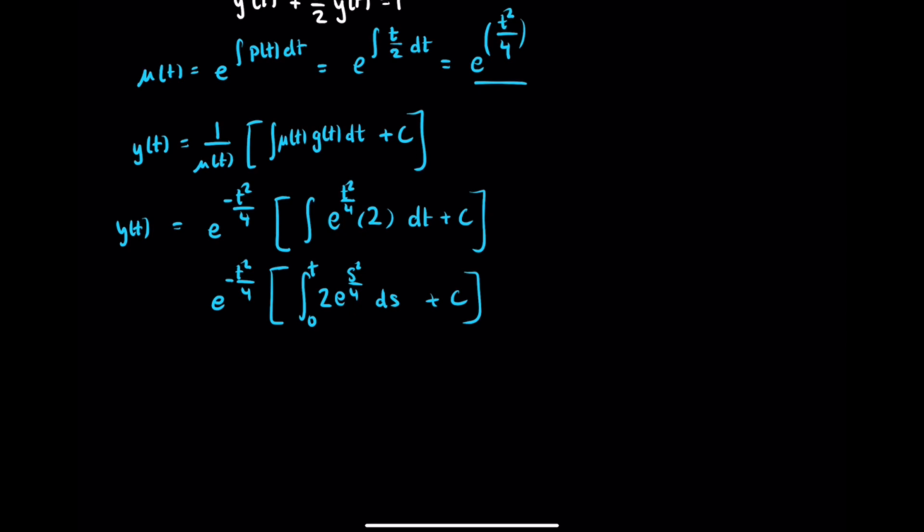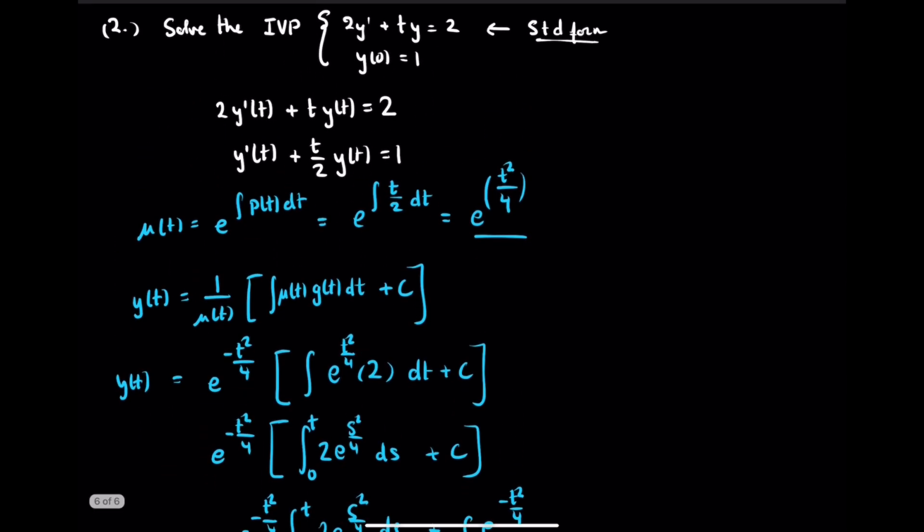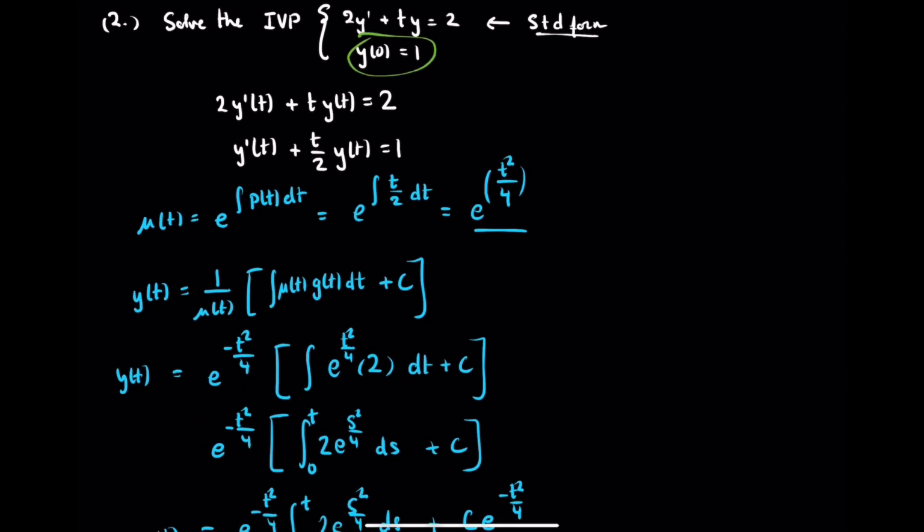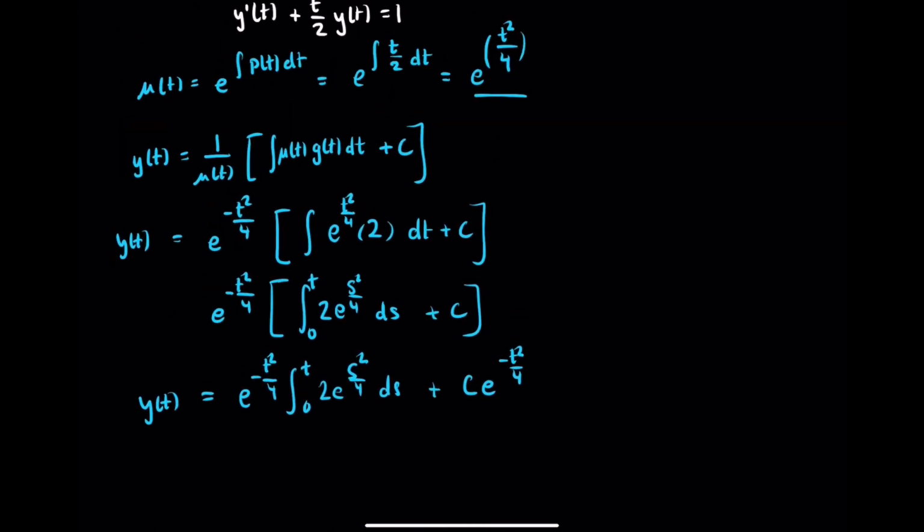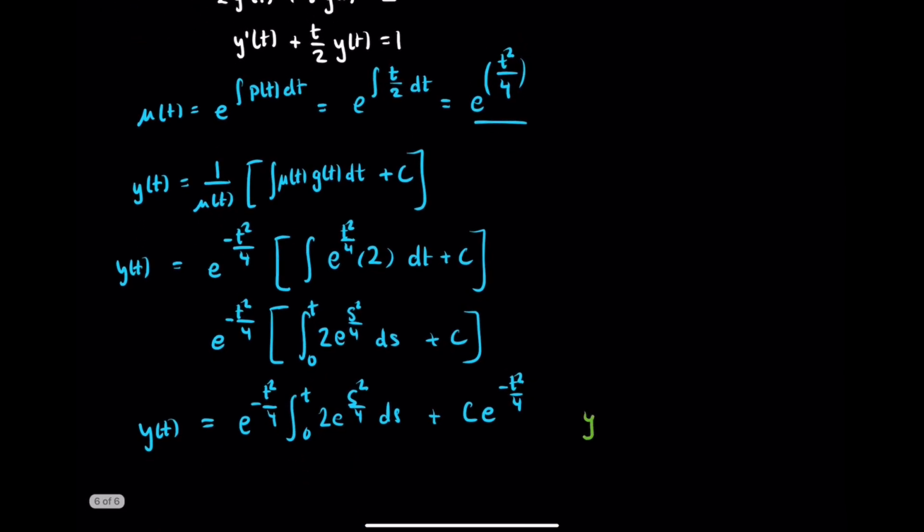So let's expand this. y(t) = e^(-t²/4) ∫₀ᵗ 2e^(s²/4) ds + c e^(-t²/4). So then this is the value of y(t). But now remember, up here we were given an initial value, a condition. So y(0) is equal to 1.